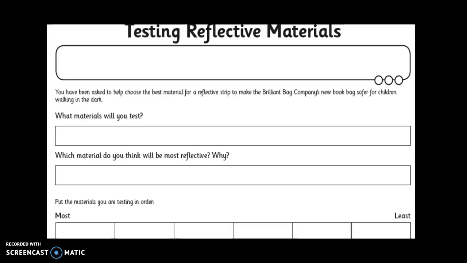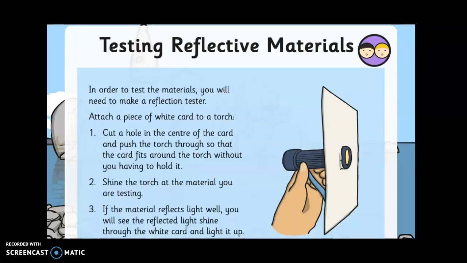You have to write the materials that you are using and which material you think is the most reflective and why, and then you have to put the materials you are testing in order from the most reflective to the least reflective. How to test your reflective materials?